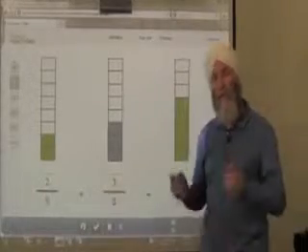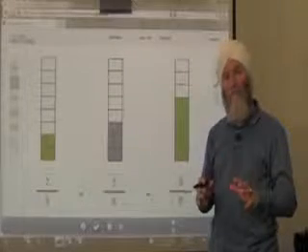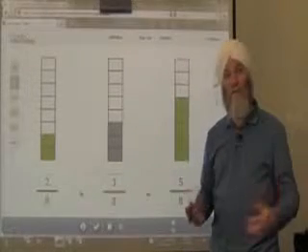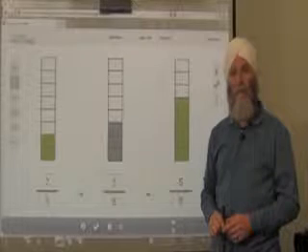equals 5/8. That would be an example of a 5 to 15 minute group discussion on adding fractions with common denominators.